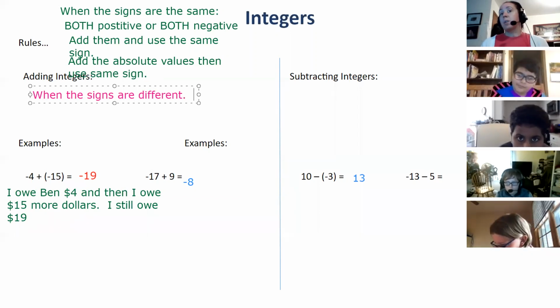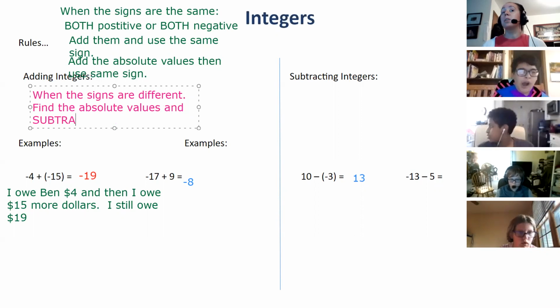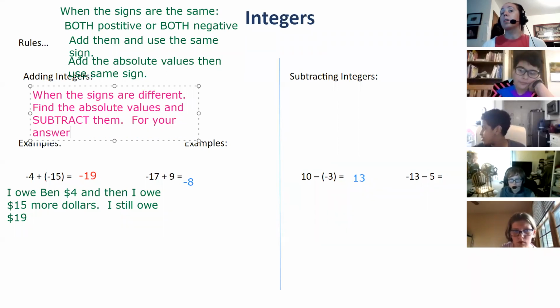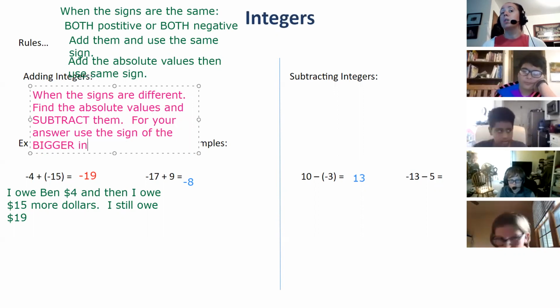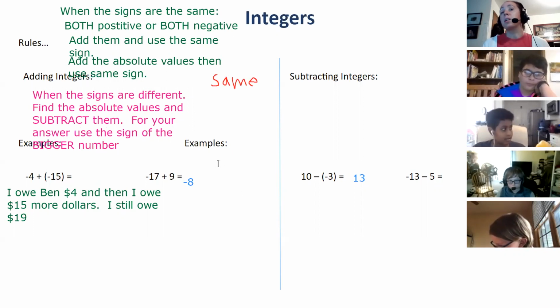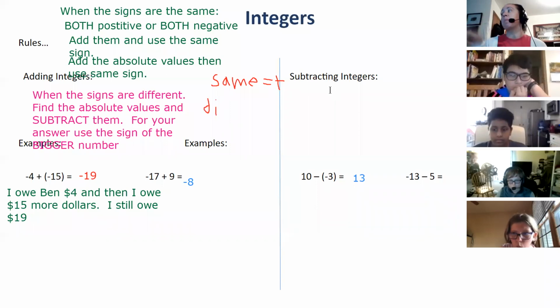For that, you could either find the absolute values and subtract them, and then for your answer, use the sign of the bigger number. That's one way you could do it. Yeah, adding or subtracting is the same. We're going to turn it into an addition problem. We'll talk about that. Find the sum, find the difference.